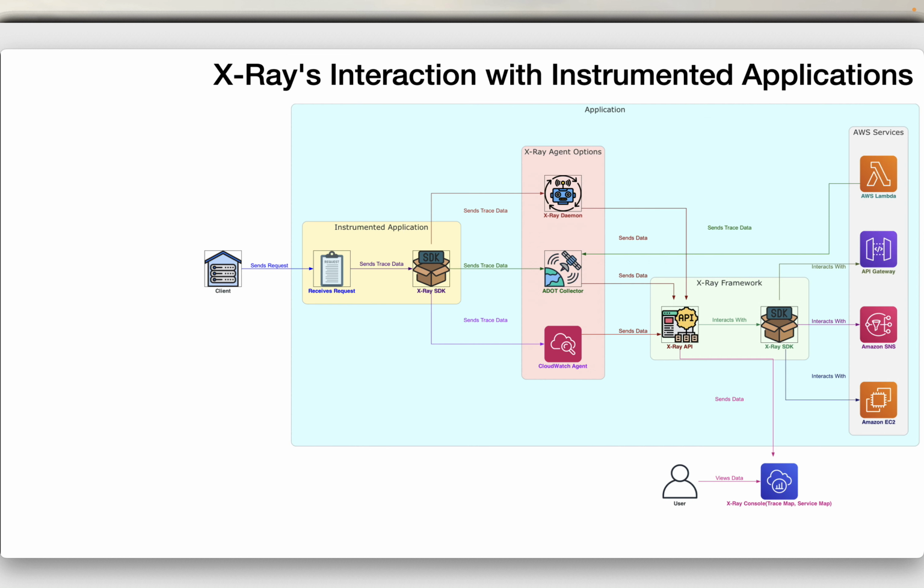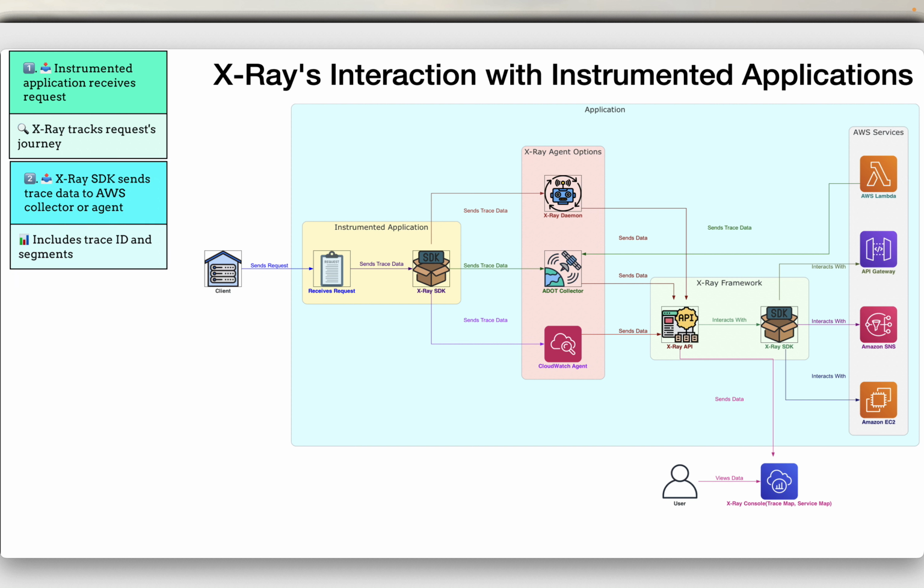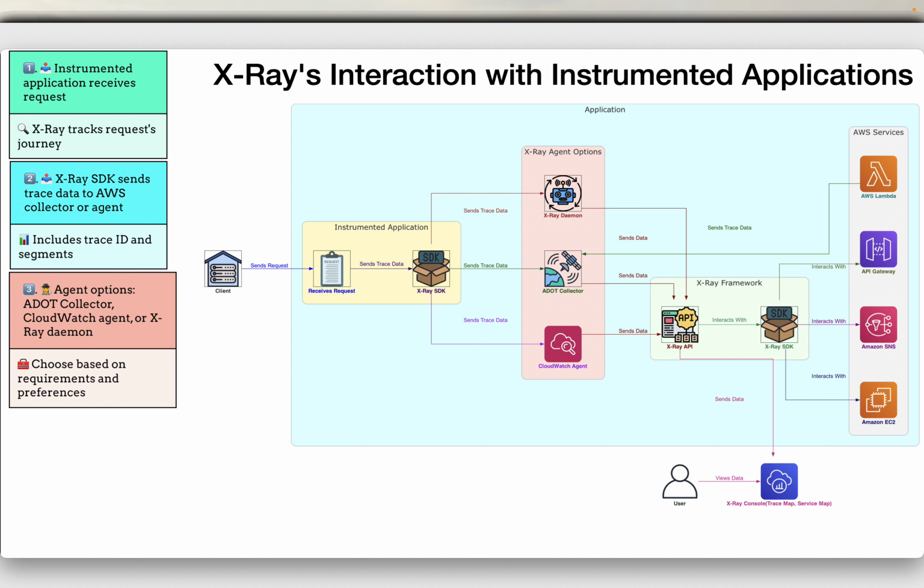Now let's see how X-Ray interacts with instrumented applications. When your instrumented applications receive a request, X-Ray starts tracking the request journey through your application. After your application serves the request, the X-Ray SDK sends trace data, including the trace ID and segments, to an AWS collector or agent. AWS Distro for OpenTelemetry collector, Amazon CloudWatch agent or X-Ray daemon, depending on your requirements and preferences. So there are 3 options: collector, CloudWatch agent or X-Ray daemon.